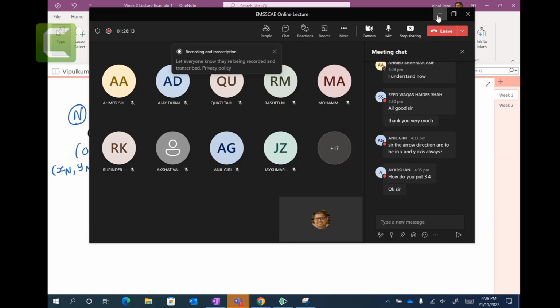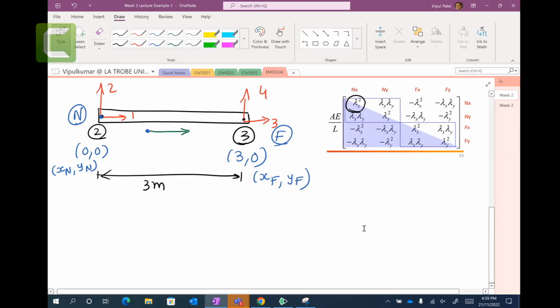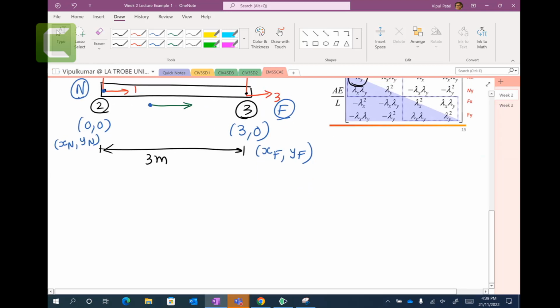So far, so good. Okay, I'm just observing the chat. Let me turn on this side here as well. Activity, so I can do. How do you put 3 and 4? We have done this one. Put it in the chat. I'm observing on the other computers as well.